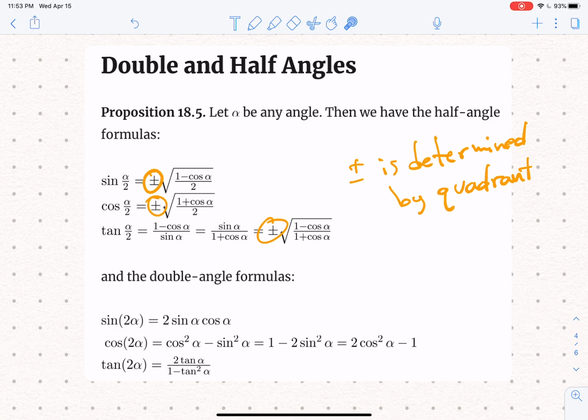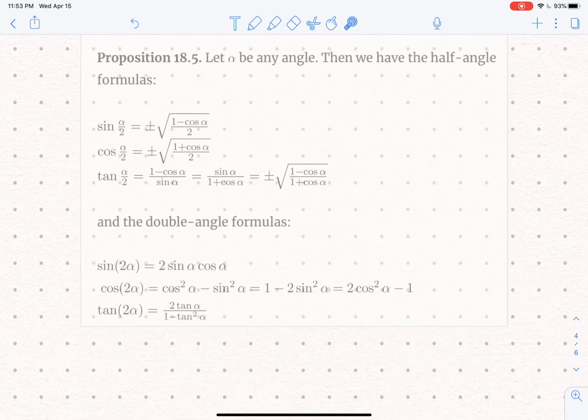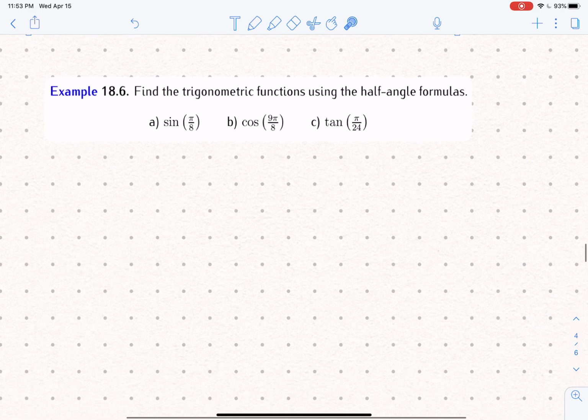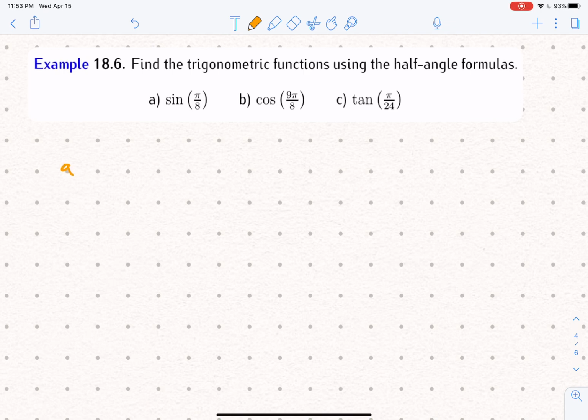Let me get rid of my notes here. Okay, let's go. And the double angle formulas, we'll talk about those for the next example. We'll be coming back and referring to these as needed, but for now, let's look at example 18.6. Find the trig functions using the half-angle formulas, and the first one is, let me change my color, this one is sine of pi over 8.